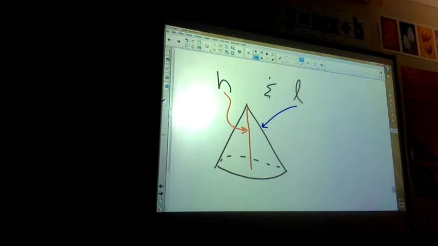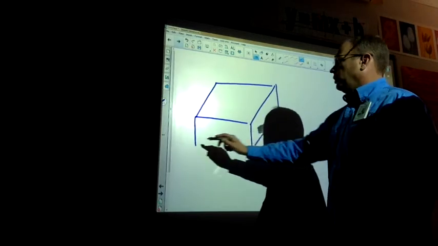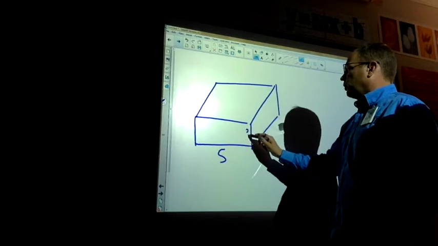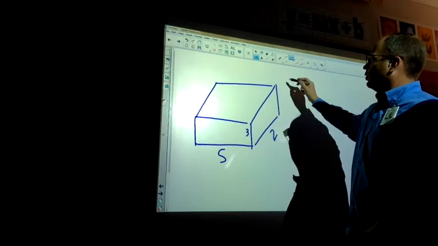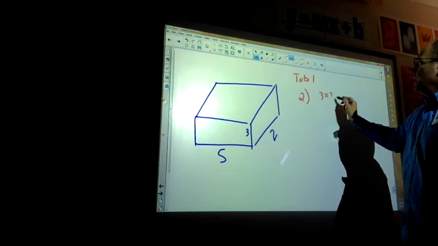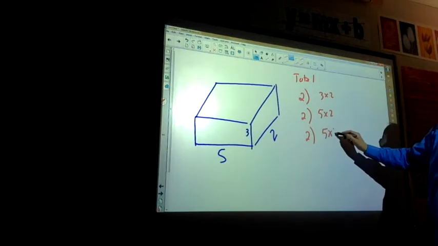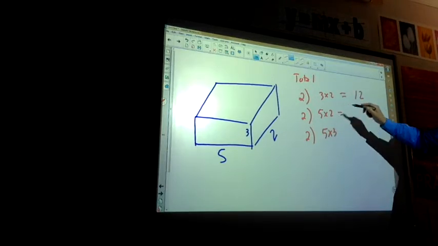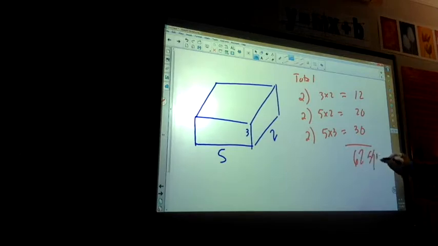How do you find the lateral area of a cube? You might come across a problem. Actually, our very first problem on the test, we will define what we have as the base. Let's say this is 5, this is 3, and this is 2. To find the total surface area, I have 2 rectangles that are 3 by 2, 2 rectangles that are 5 by 2, and 2 rectangles that are 5 by 3. So that's 6, that gives you 12. That's 10, that gives you 20. That's 15, that gives you 30. If you add those all up, that's 62 square units.